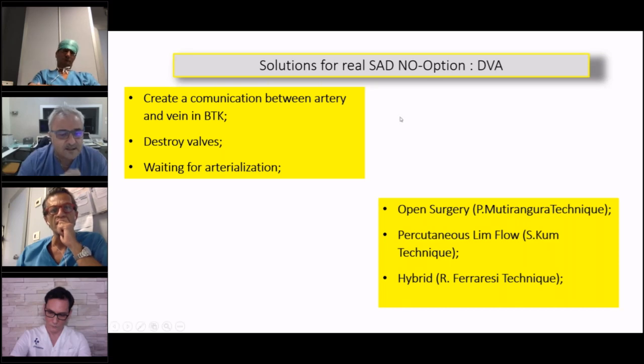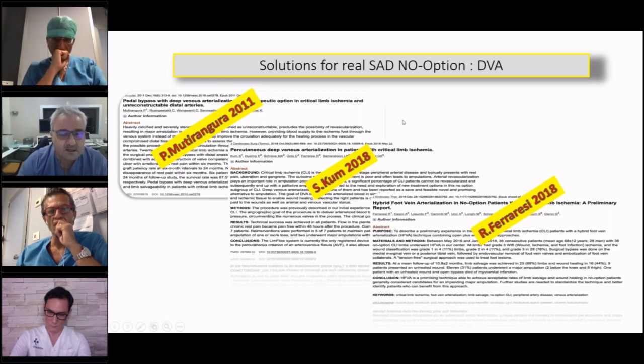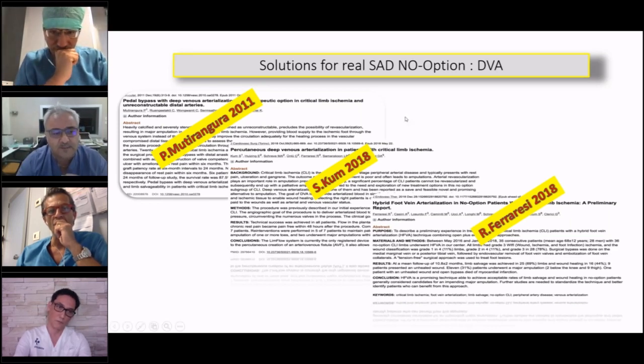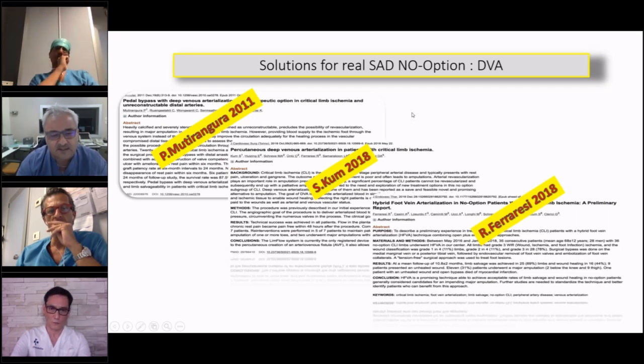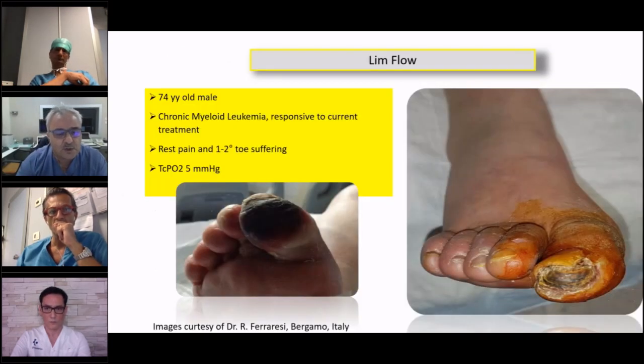These are the papers. The oldest is the paper from Mutirangura 2011. The latest is from Ferraresi. Okay, this is the LimFlow. I can show you very, very fast 3 cases.